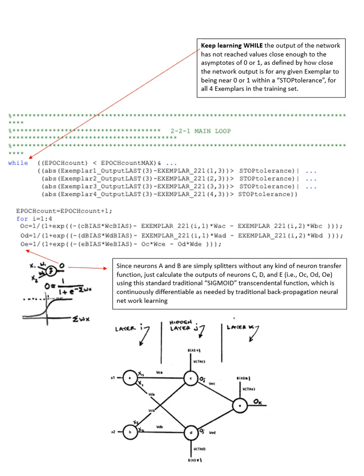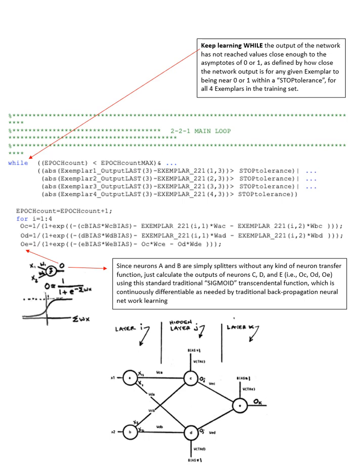So now we see a while loop here, for as long as all 4 exemplars have not yet reached within a stopping tolerance of the asymptotes of 0 or 1 that we've defined above, you keep learning. And then for i equals 1 to 4, you see below there, that's for all 4 exemplars in this particular training set.